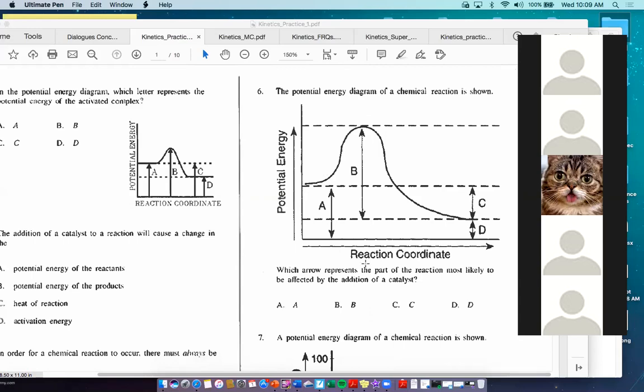Here, which arrow represents the part of the reaction most likely to be affected by the addition of a catalyst? We all know that's activation energy. That's this arrow B here, it looks like.